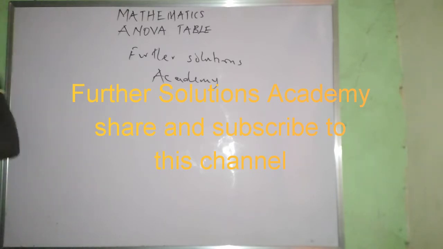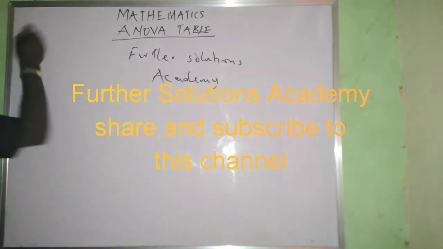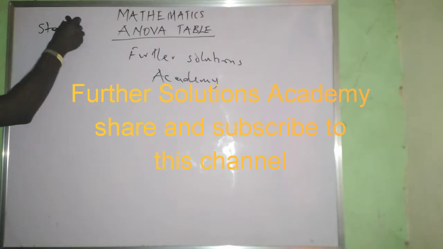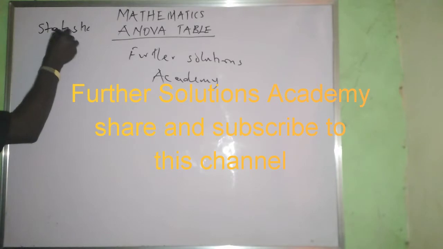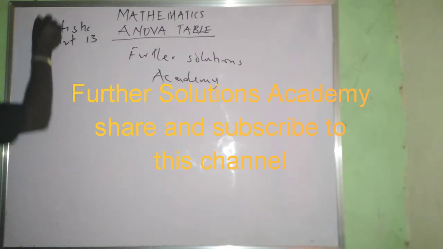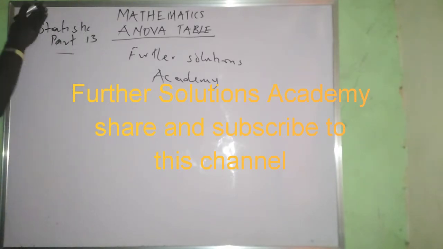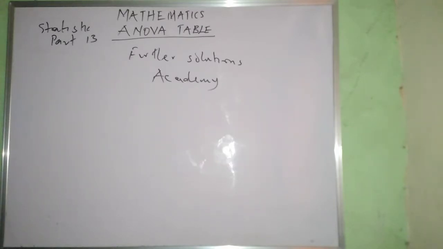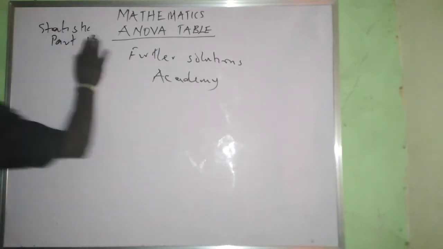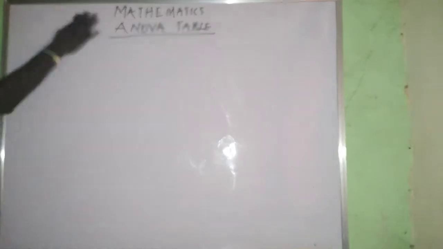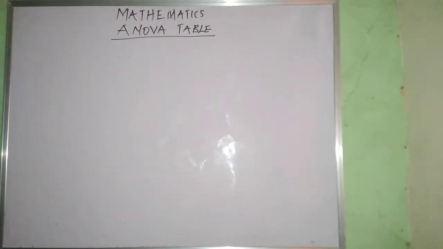In this video, I'll be walking you through ANOVA, statistics part 13. In part 12, I explained regression and correlation, but in this video I'm walking you through the ANOVA table. Let me give an insight into how an ANOVA table normally looks.